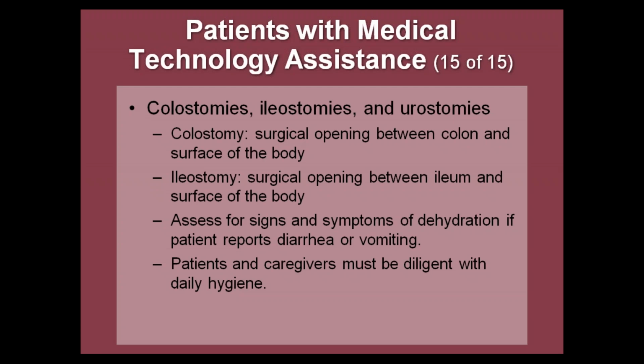You want to assess for signs and symptoms of dehydration with these patients. If the patient reports diarrhea or vomiting, the patient and caregivers must be diligent with daily hygiene. Then the urostomy is the surgical device that allows emptying of the bladder into a bag. It's a little different than the suprapubic catheter. This is a permanent surgical device that basically gives them an external bladder.